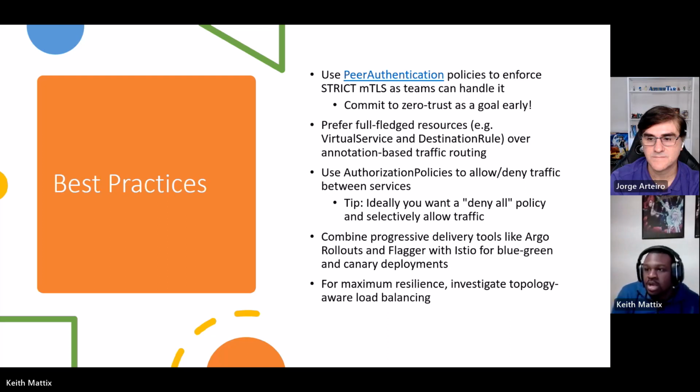And then lastly, for maximum resilience and high availability architectures, you can investigate topology-aware load balancing within Istio to failover traffic between regions or availability zones and things of that nature. If Istio can detect that a particular region or zone is down, they do have support for that. And I encourage you, if you are running at that scale, look into how you can enable that, and come to us, come to Microsoft, and tell us your use cases. We can make sure that works for you.